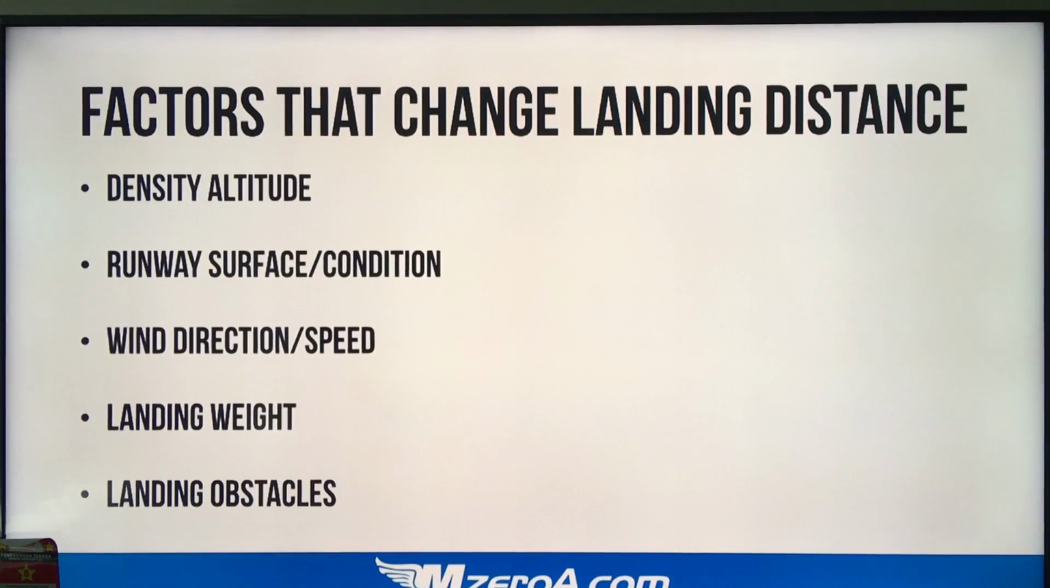I'll be flying for an hour, I'm going to burn this much fuel off, and I'll be landing at this weight. It's an important number to know, as well as any landing obstacles I have to clear. So the same sort of factors that we talked about for our takeoff distances contribute to our landing distances as well. And believe it or not, we have the same chart plus some. Let's work through it again.